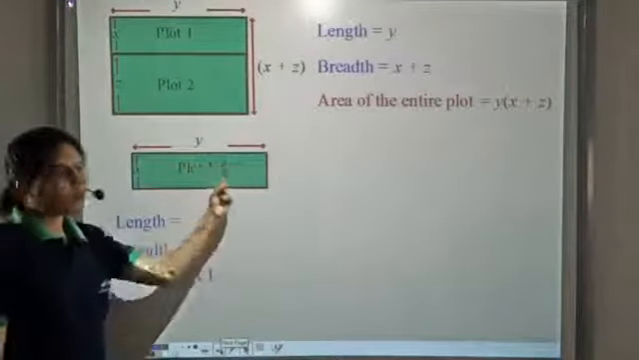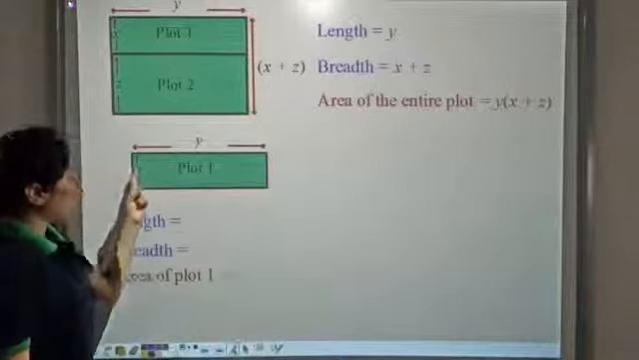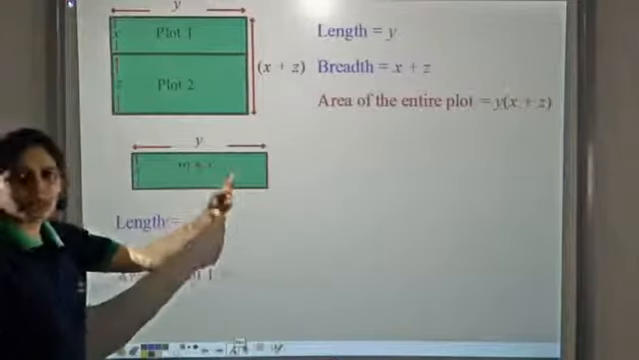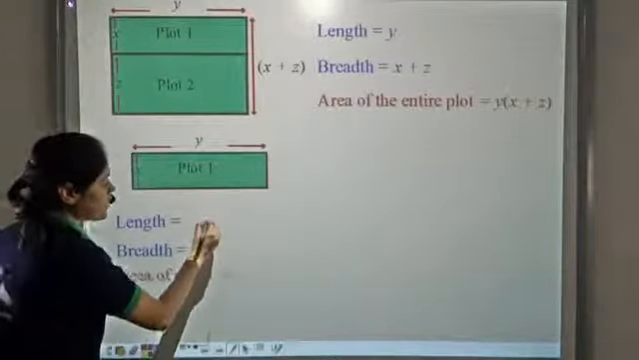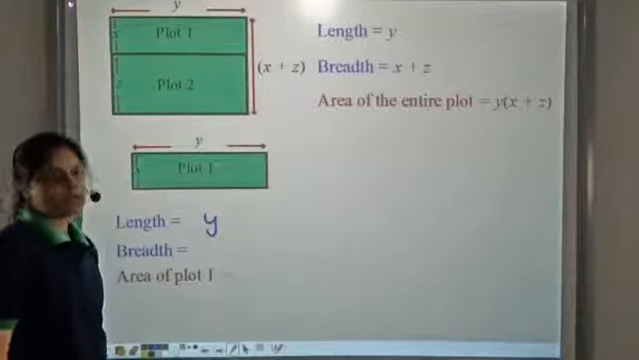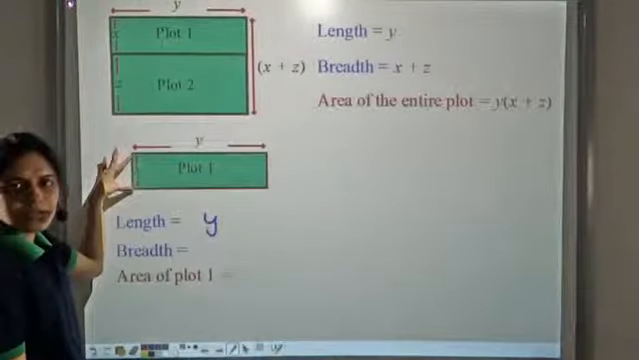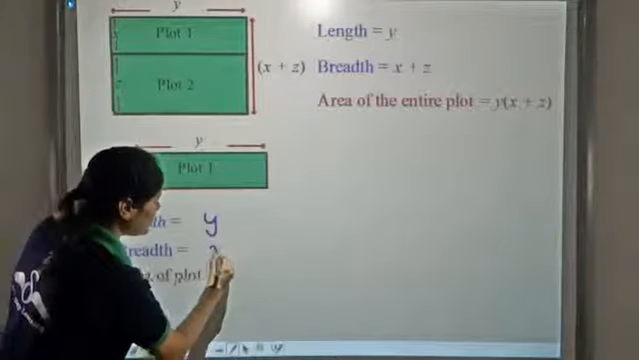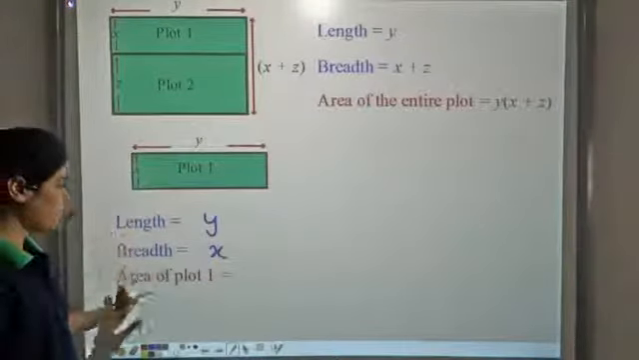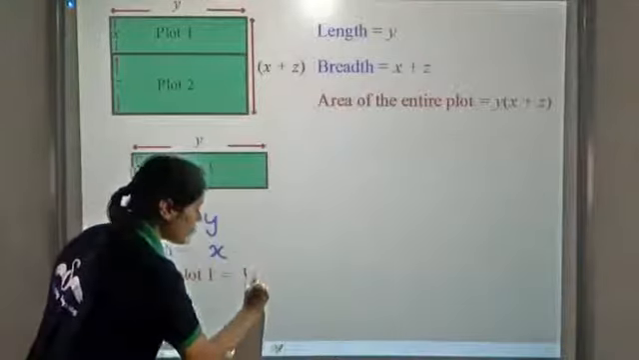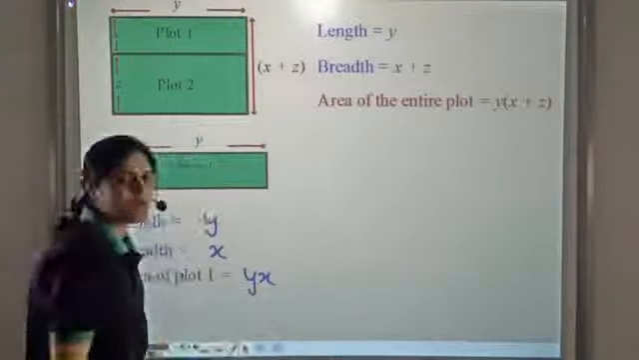What is the length of plot 1? Length of plot 1 is y units. What is the breadth of plot 1? It is x units. So area of plot 1 is y into x. We can call it yx.